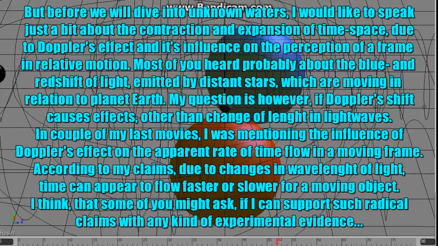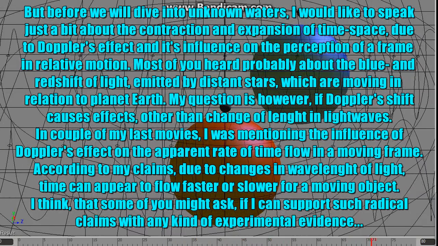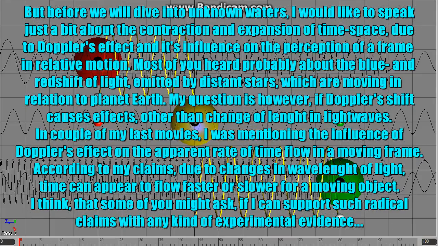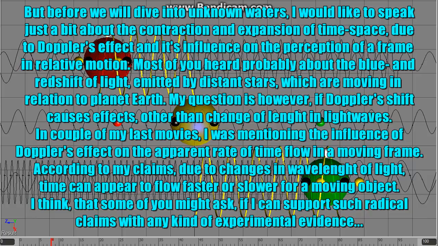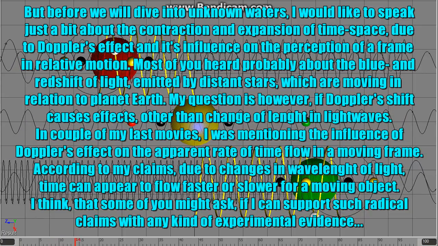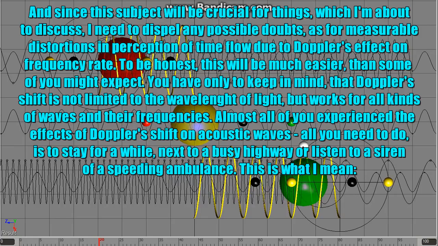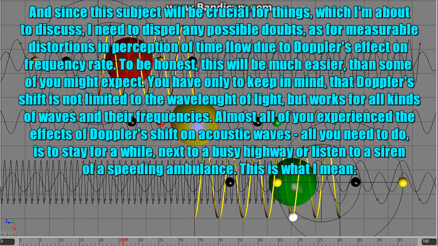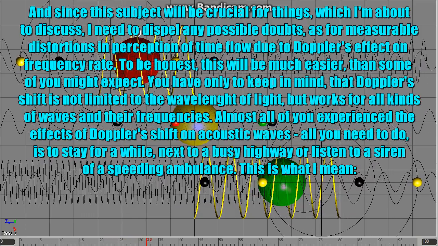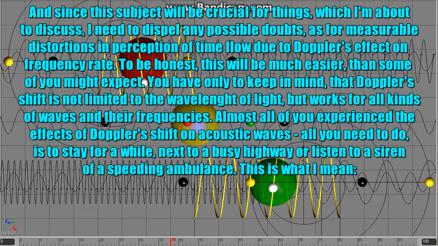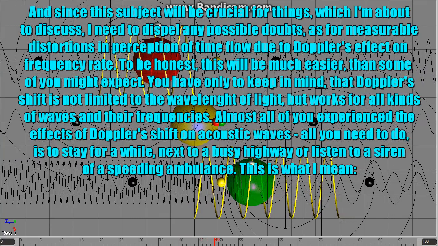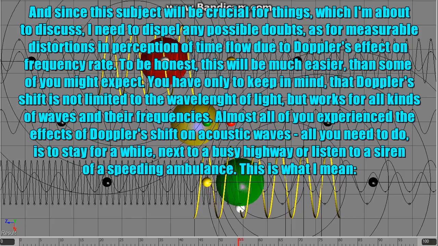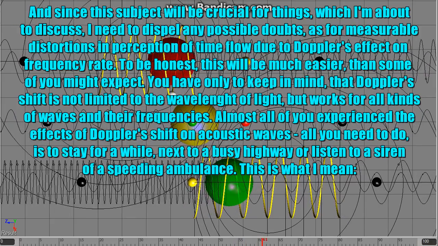According to my claims, due to changes in the wavelength of light, time can appear to flow faster or slower for a moving object. I think that some of you might ask if I can support such radical claims with any kind of experimental evidence. And since this subject will be crucial for the things which I'm about to discuss, I need to dispel any possible doubts about measurable distortions in the perception of time flow due to Doppler's effect on frequency rate. To be honest, this will be much easier than some of you might expect.